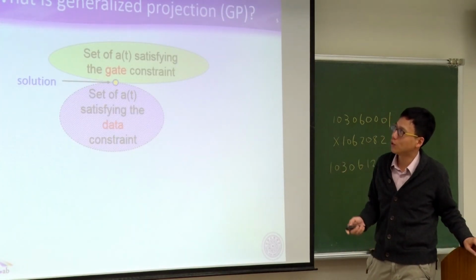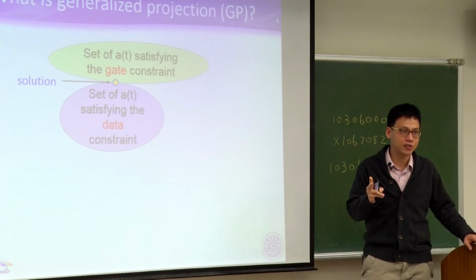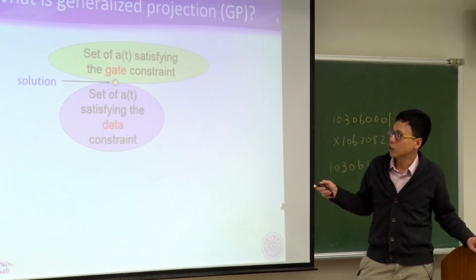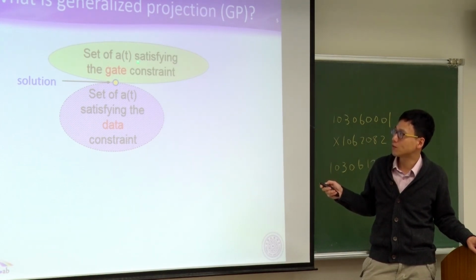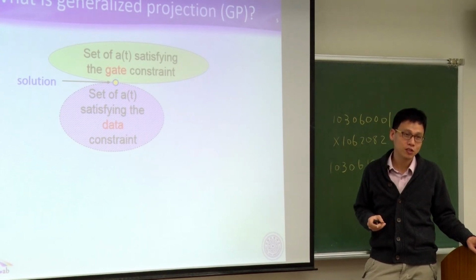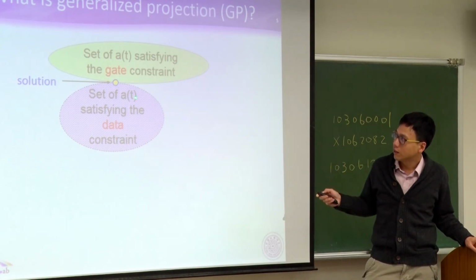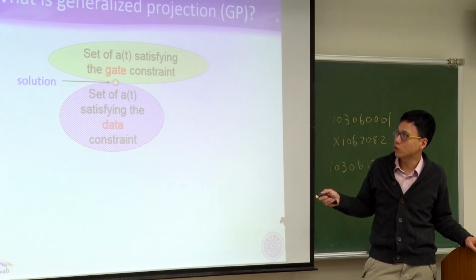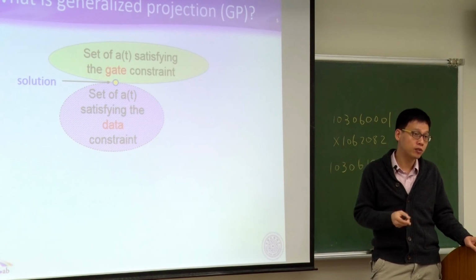Now, I want to show you what generalized projection is. The concept is quite easy. Remember, we have two constraints, the gate constraint and the data constraint, right? For each constraint, an ellipse represents the set of electric field functions satisfying that constraint. There are a lot of functions satisfying the single gate constraint, and another set of functions satisfying the data constraint. The crossing point should be the solution, satisfying both the gate constraint and the data constraint. Supposedly only one function is there, and that is the solution, right?